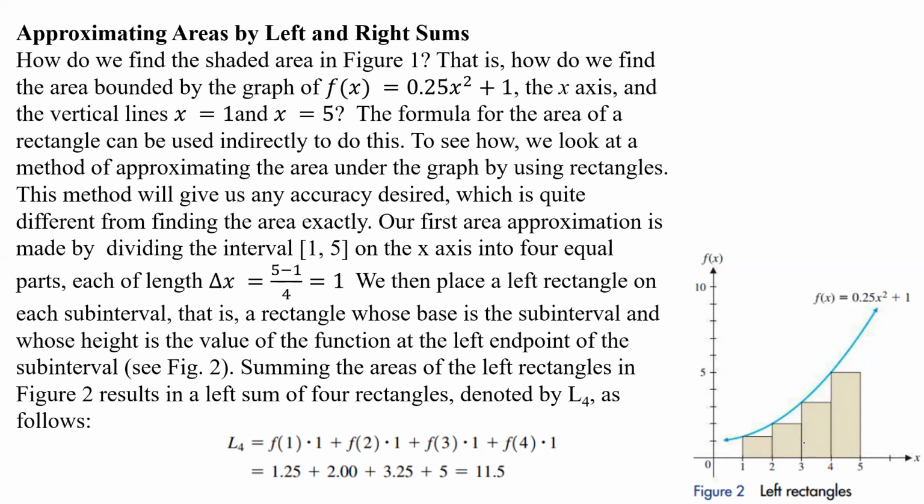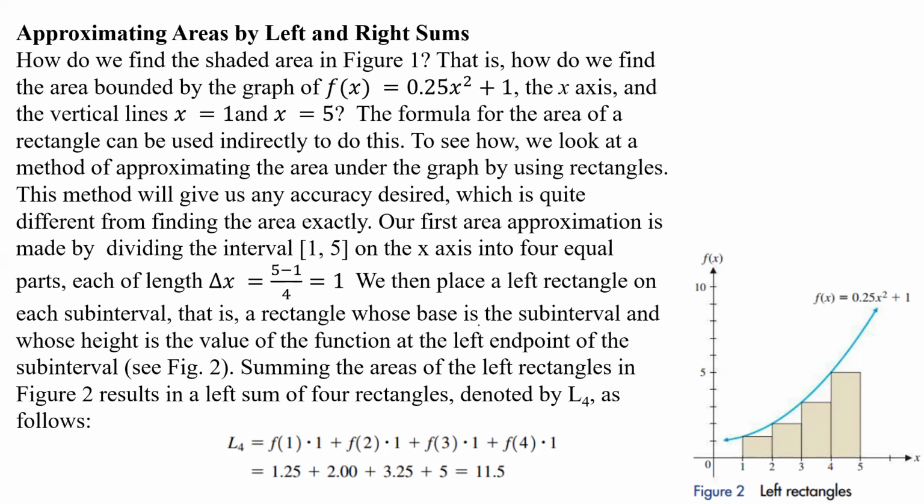Now, our first area approximation is going to be made by dividing the interval 1 to 5 into 4 equal parts. So if we look, we have 4 different pieces, so we have 4 rectangles. And how we find that is we take our endpoints, 5 minus 1 divided by 4. So each one of these is going to be 1 unit across. Then we place a left rectangle on each subinterval.